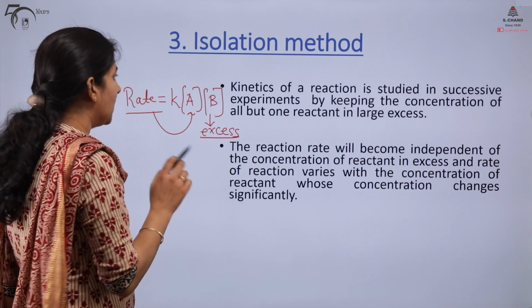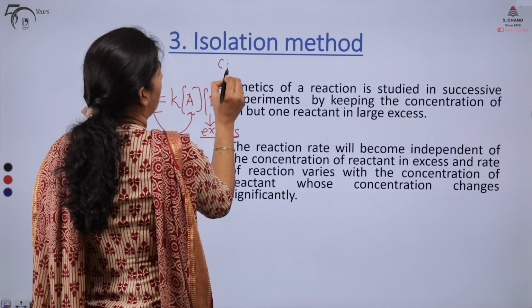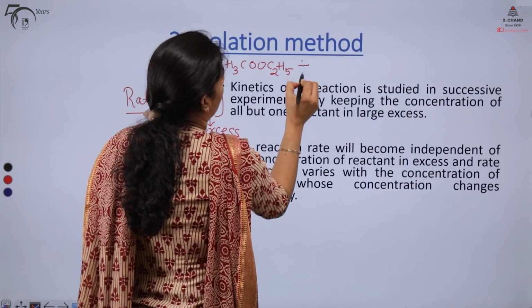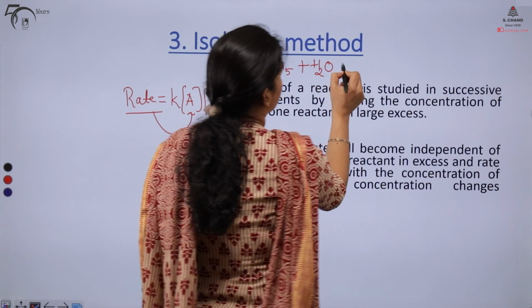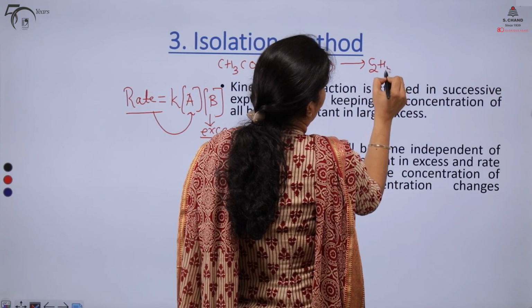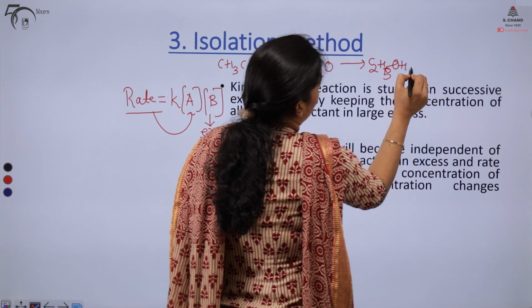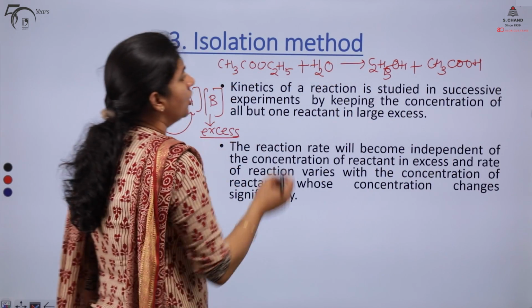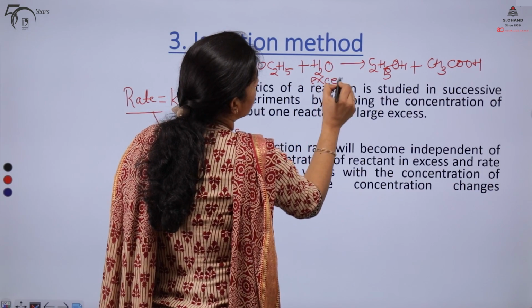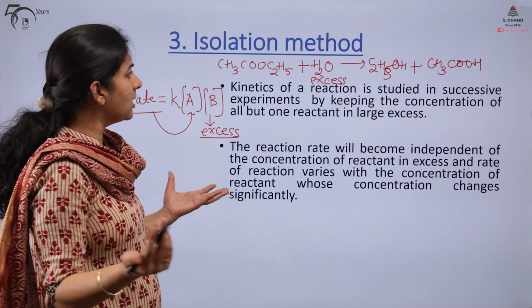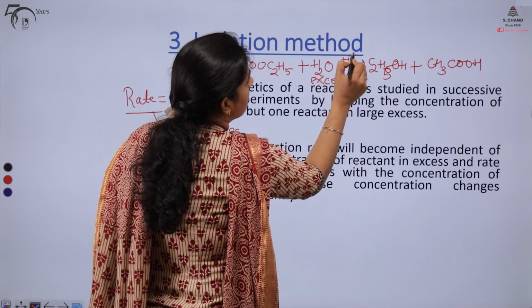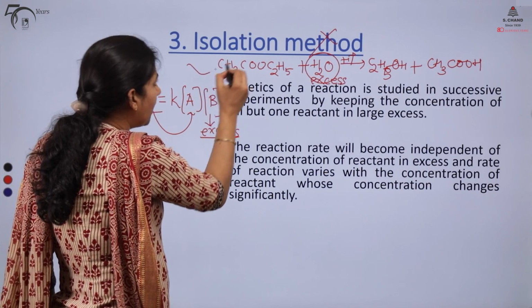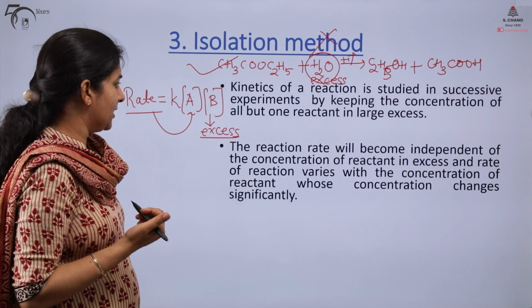One such example is the hydrolysis of ethyl acetate, with water, and then we get ethyl alcohol and acetic acid as a result. So here water is taken in excess. If I take water in excess, my rate of this reaction will not depend upon water at all. It will only depend upon the concentration of the ethyl acetate.